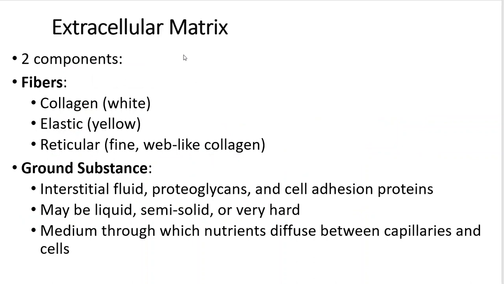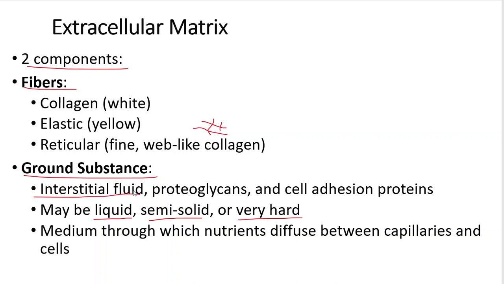Okay, extracellular matrix itself has two components. One is the fibers. These are going to be things like collagen or elastic fibers or reticular, which are kind of web-like fibers. That's going to be one. The second one is going to be the ground substance. What is the ground substance? It could be a liquid. It could be something that's kind of gel-like. It could be something extraordinarily hard like bone.